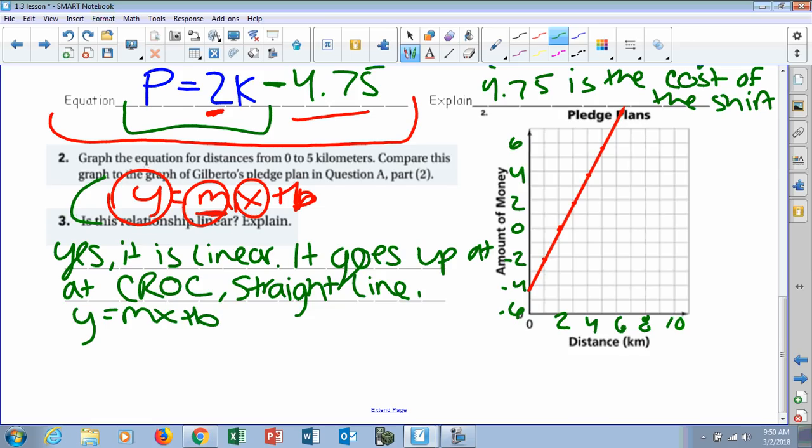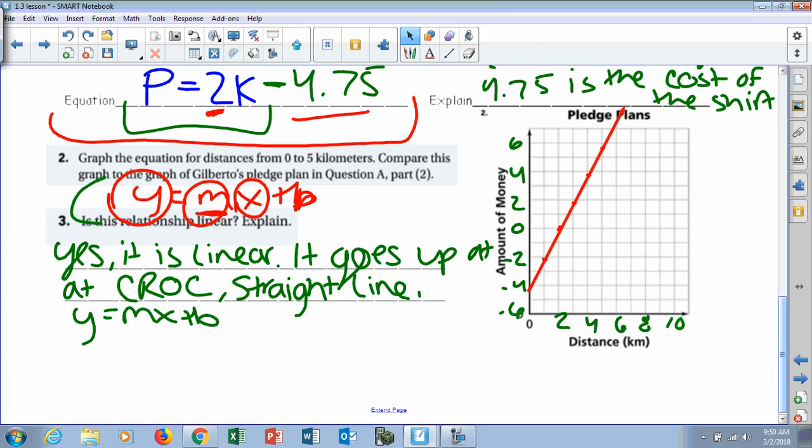So to determine whether this is a linear relationship, there's 3 different ways we can determine that. Is there a constant rate of change? Yes, it's going up by 2s. Is it a straight line? Yes. Is this equation in some form of y equals mx plus b? Yes. Well, since it's yes to all 3 of those statements, then it definitely is a linear relationship.